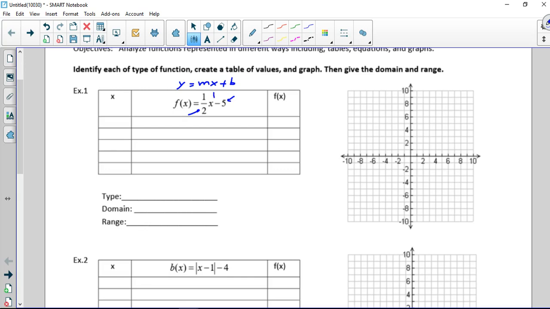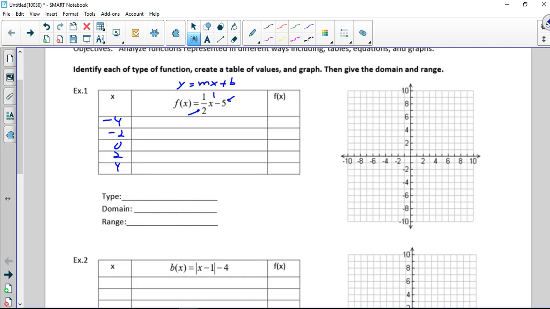Now, although we could graph this just for that information, we are learning how to create tables based on this information. So I'm going to put numbers in for x, but I'm going to choose even numbers because that way I get half of an even number and I don't have to worry about any decimals and it's easier to graph that way. So I'm going to do -4, -2, 0, 2, and 4.